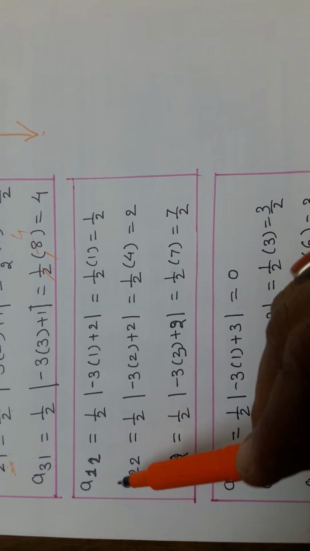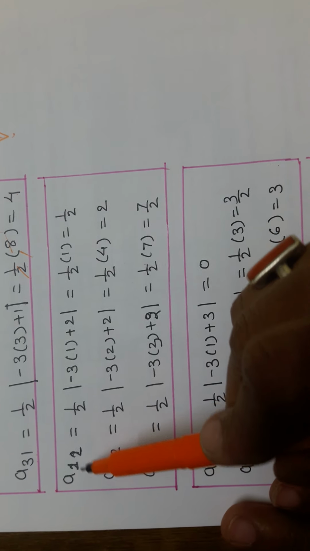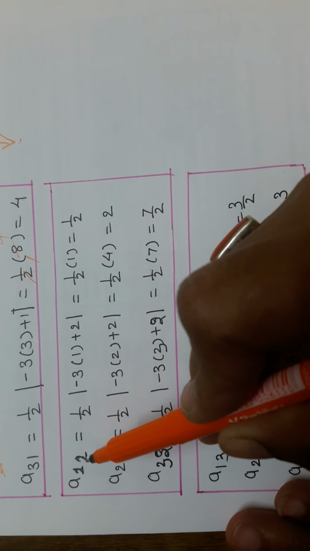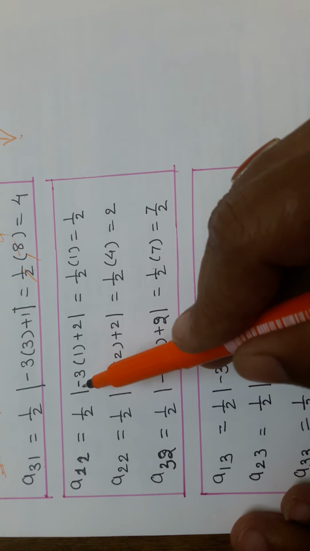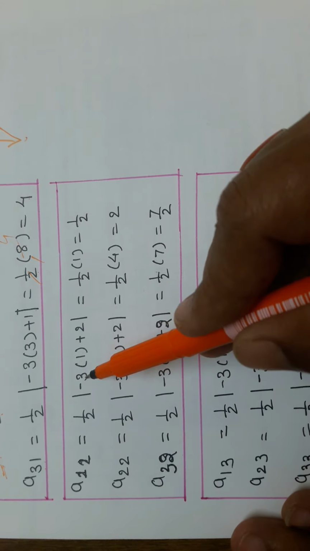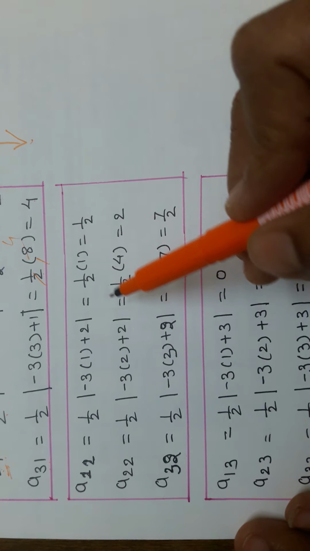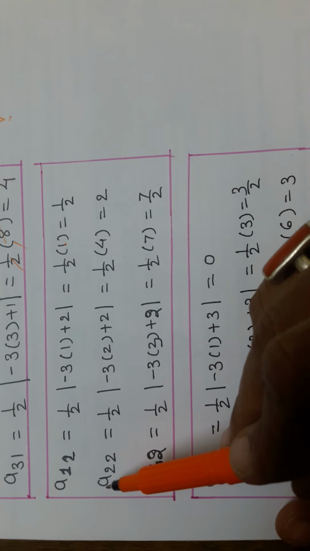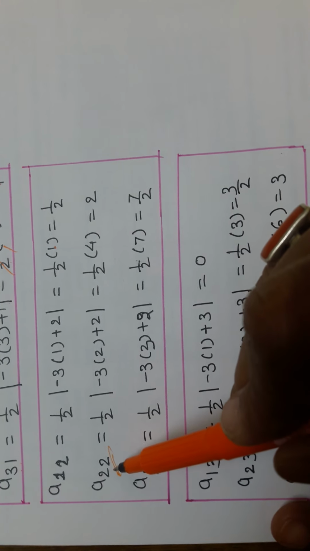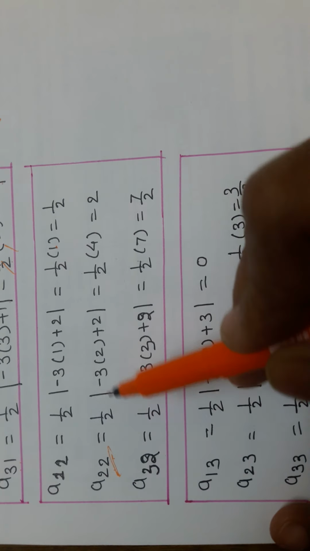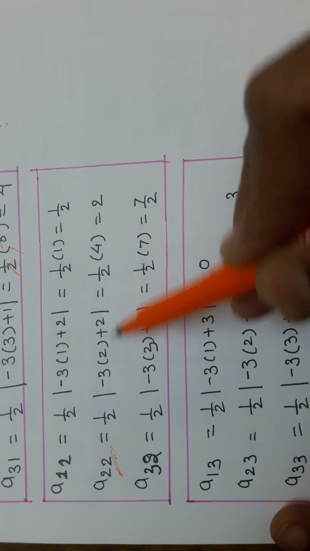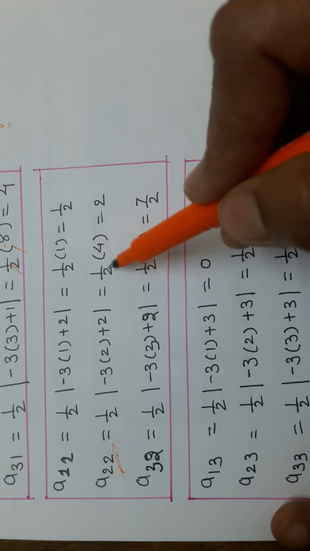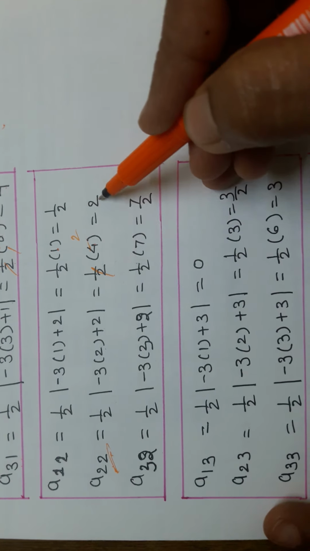In the second column, what we will do is substitute i is equal to 1, 2, 3 and j is fixed, that is 2, 2, 2. So 1 by 2 mod of minus 3 into 1 plus 2. Minus 3 plus 2 is nothing but minus 1. Mod of minus 1 is 1. So 1 by 2 into 1 is 1 by 2. Next, A22 means we will substitute i is equal to 2, j is equal to 2. 1 by 2 mod of minus 3 into 2 plus 2 means minus 6 plus 2, minus 4. Mod of minus 4 is 4. 1 by 2 into 4 is nothing but 2. So the answer is 2.